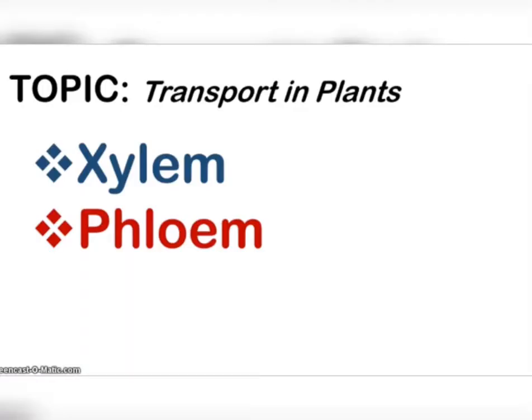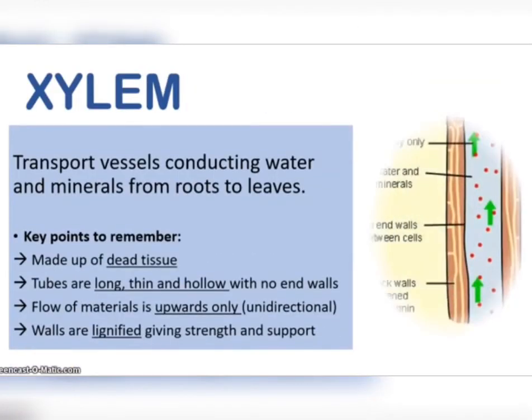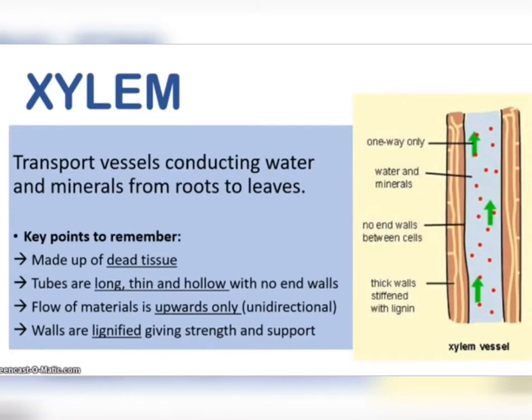Phloem, and we're going to differentiate between the two of them in terms of their structural differences and their functional differences. So let's begin with the xylem. The xylem consists of the transport vessels conducting water and minerals from the roots to the leaves. Now remember, the water and the minerals are going to be coming from the soil, so they need to get into the roots and be transported upwards to the leaves where photosynthesis can take place.